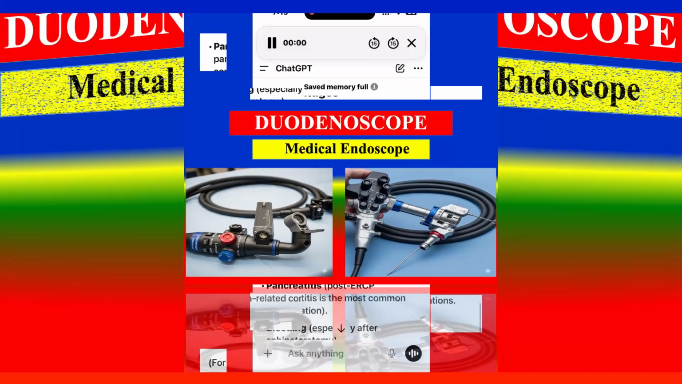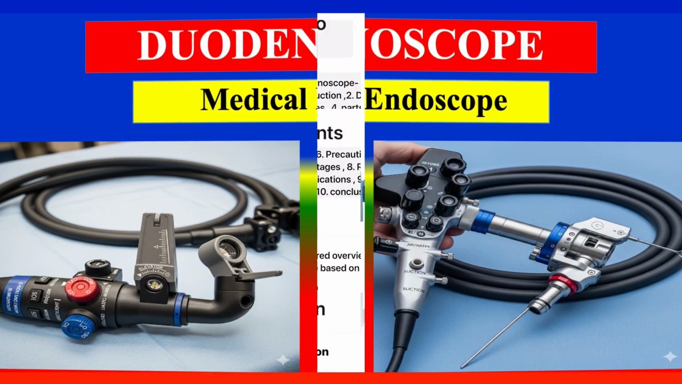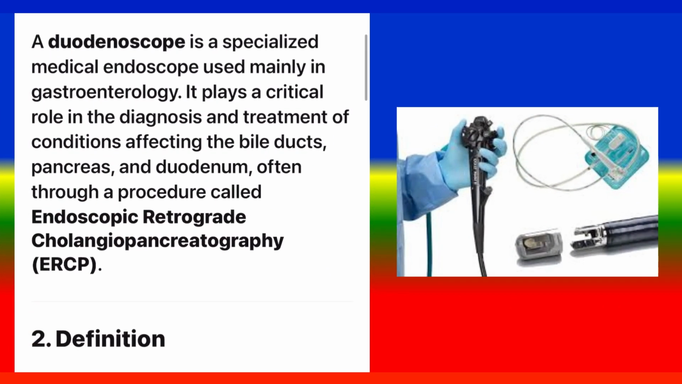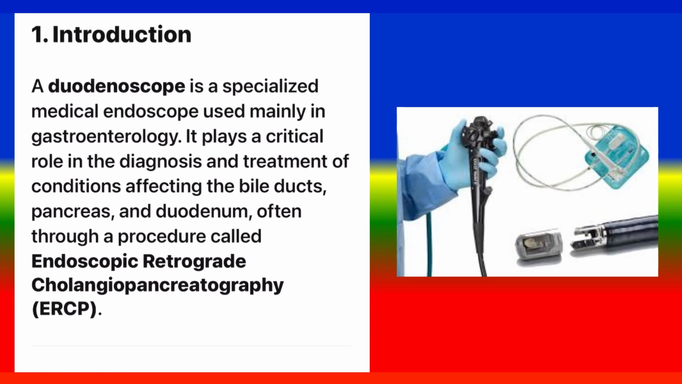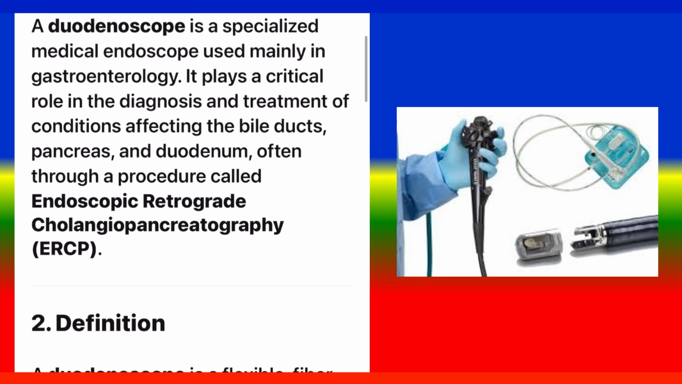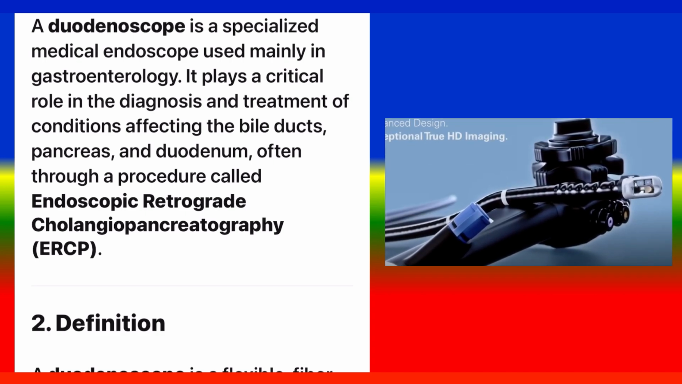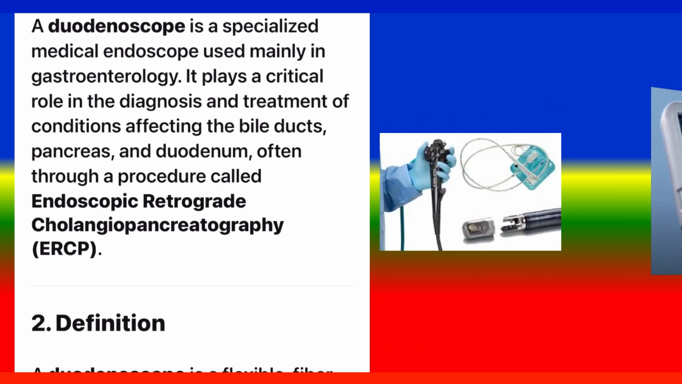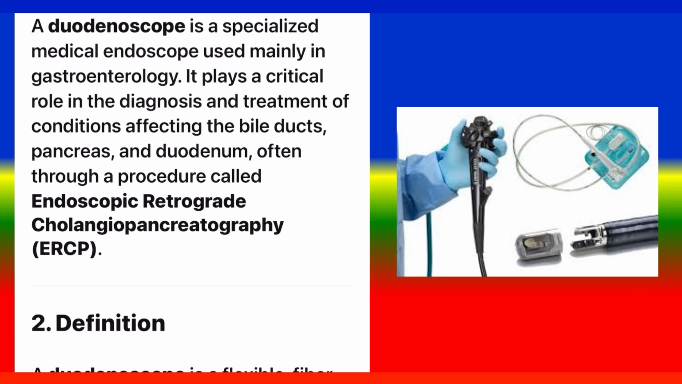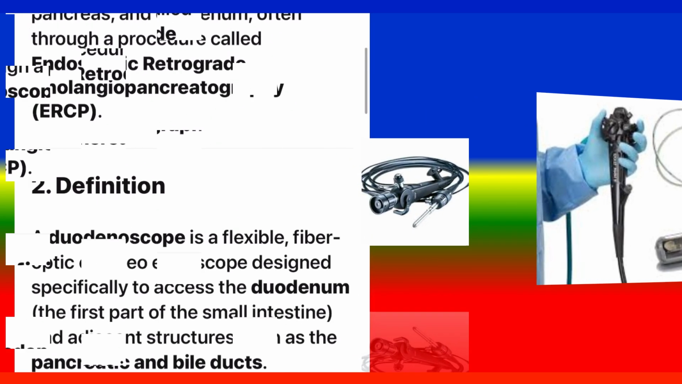Here's a structured overview of duodenoscope. 1. Introduction. A duodenoscope is a specialized medical endoscope used mainly in gastroenterology. It plays a critical role in the diagnosis and treatment of conditions affecting the bile ducts, pancreas, and duodenum, often through a procedure called endoscopic retrograde cholangiopancreatography.